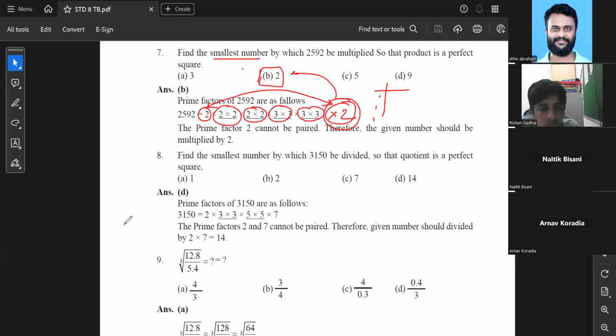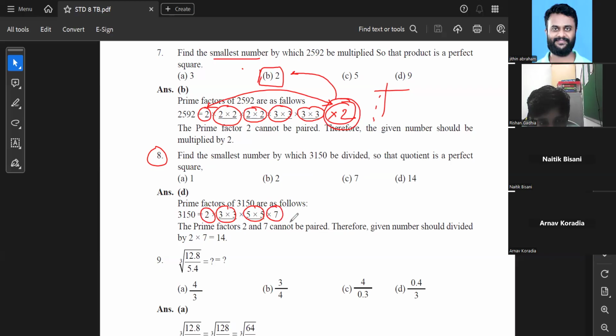It's the same logic for the next problem as well. In the next problem, what they're asking is: what is the smallest number which we should divide this number by in order to get a perfect square? So you basically break them down, then find the pairs. The ones with pairs are not a worry. We will pick the ones which are not in pairs.